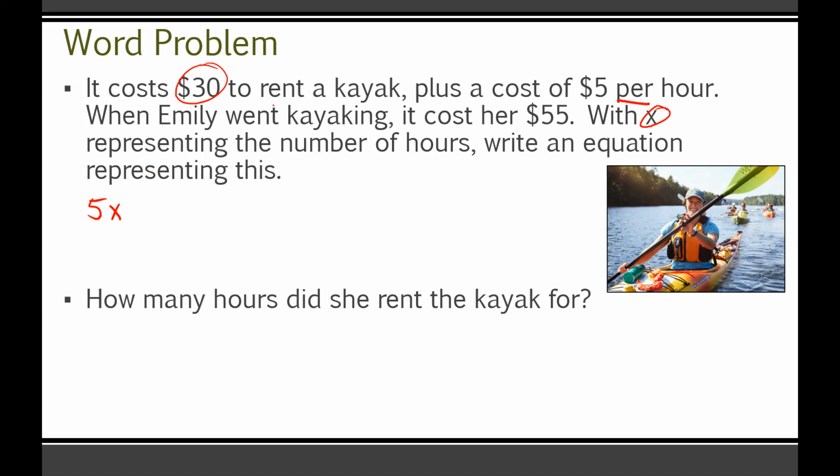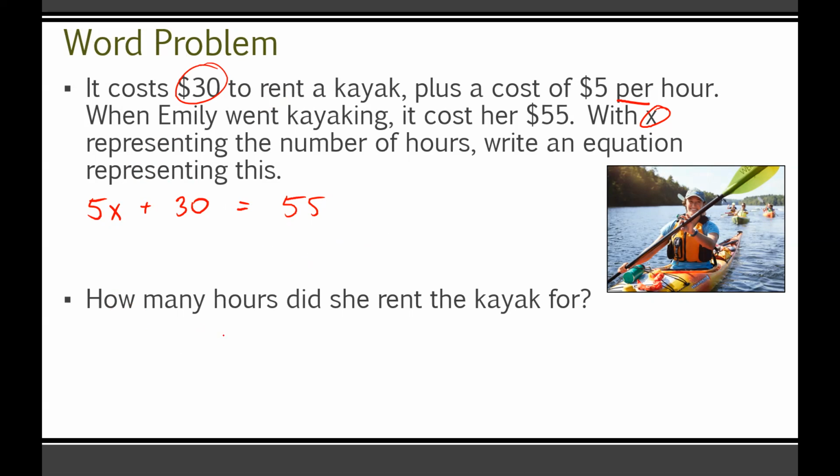But regardless of that, we also have to add $30 to this because it's $30 to rent the kayak plus $5 per hour. So we'll say plus that $30. Notice 30 is not connected to an x or any other variable because it's a flat fee. It just stays there on its own the whole time by itself. So 5x, so 5 times x number of hours plus $30 is going to equal $55. So this is the linear equation that would represent that situation.